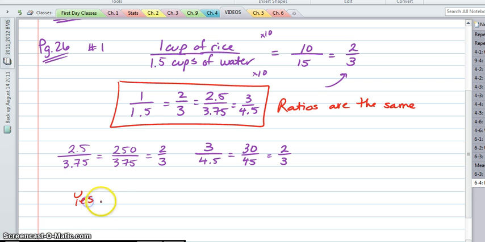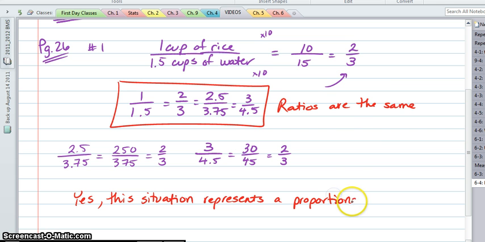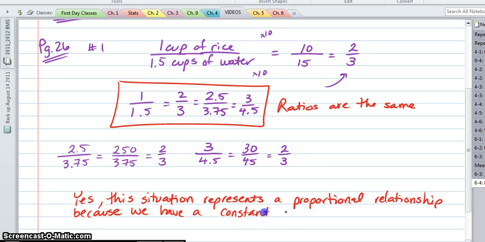So yes, this situation represents a proportional relationship, because we have a constant ratio. And I can even say, of 2/3, of 2 to 3.